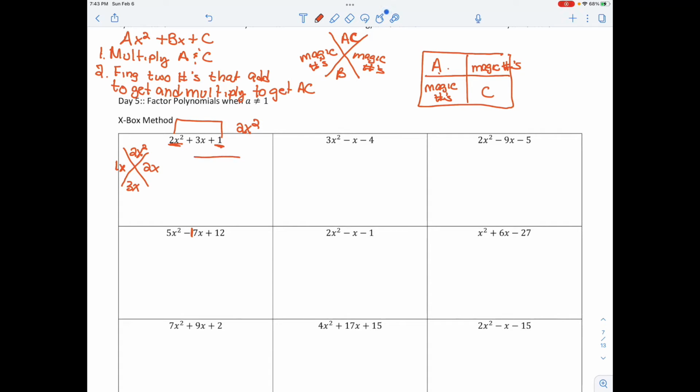Now, that's my x. Now I'm going to go from my x to the box. In the box, I put in the top left a, which is 2x squared. And in the bottom, I put 1. And in between, I put my magic numbers. So this would be 1x and 2x.